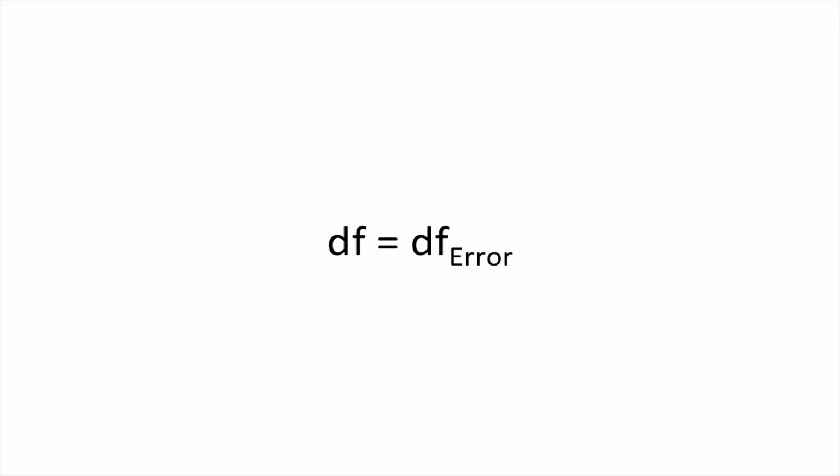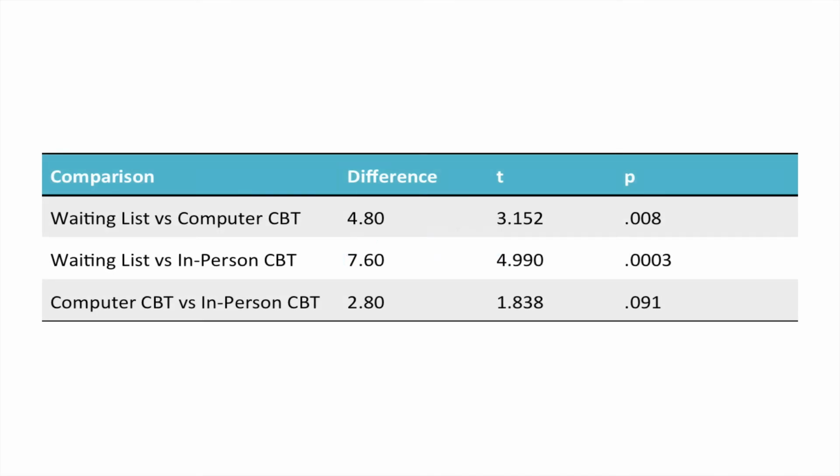So with that information, we can compare our t-statistic to a critical value table, or go on an online calculator and get an exact significance. And we see for the first example, our p-value is 0.008, so that's less than 0.05. So we can say we have a significant difference between our waiting list and our computerized CBT. I've applied the same logic to all our other comparisons, and you see these are the values we have.